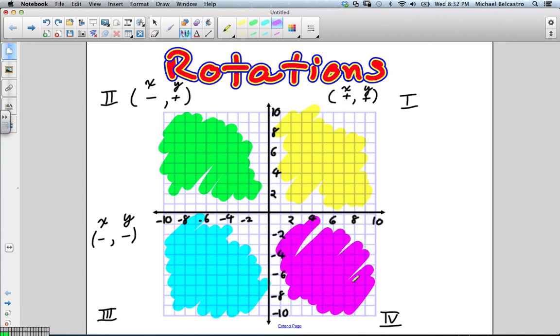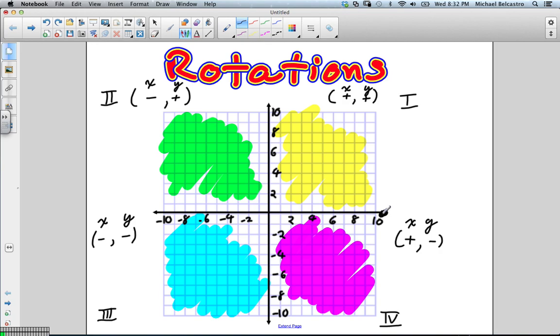Quadrant number 4. And what are the x and y values in this one? Positive and negative. Excellent. That's right. X is positive, and y is negative. Good. Excellent.